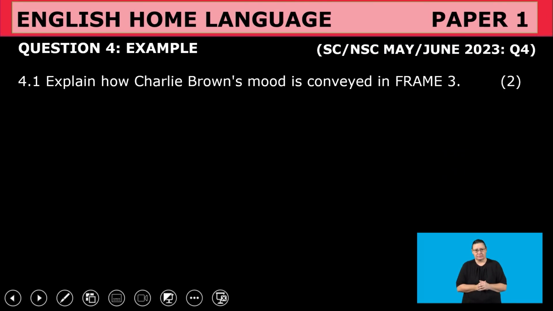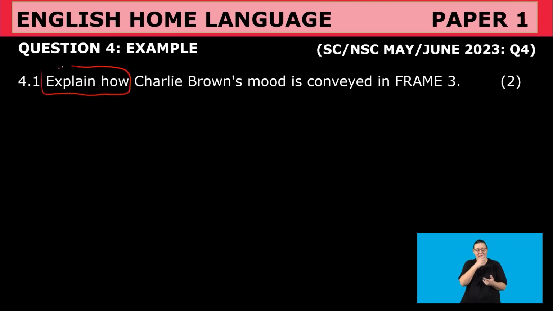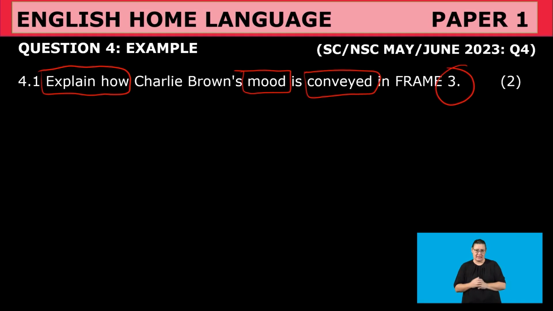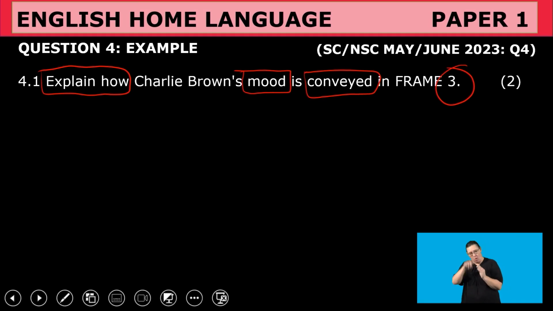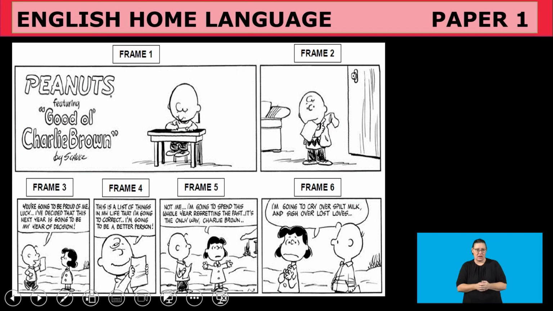Then we go to question 4, the cartoon. Explain how, so you have to give detail, Charlie Brown's mood is conveyed. Now mood is a feeling, and the question asks you how it is conveyed, how it is shown in frame 3 specifically. Follow the instructions at the question and make sure that you include all the elements in your answer, and of course focus on frame 3 specifically.